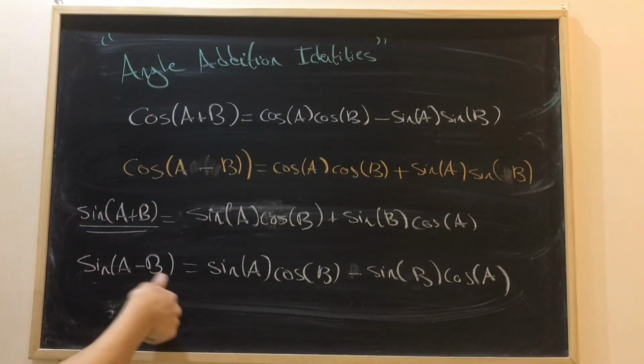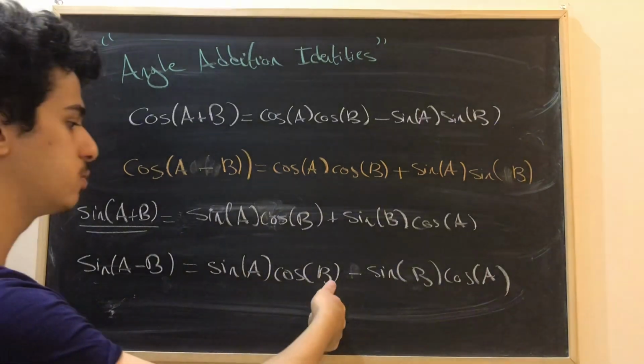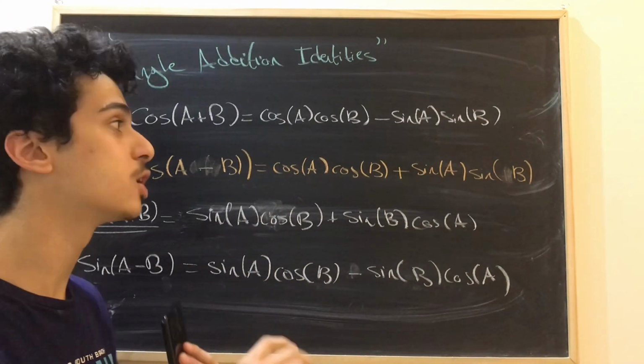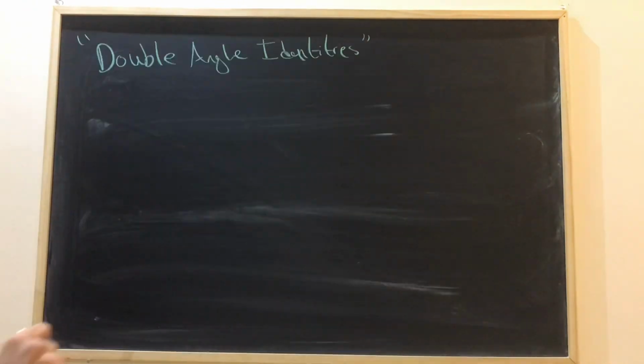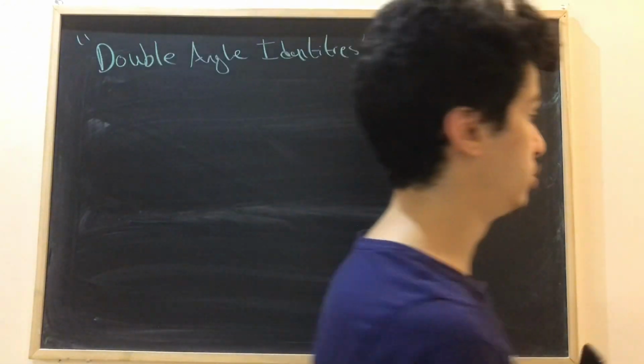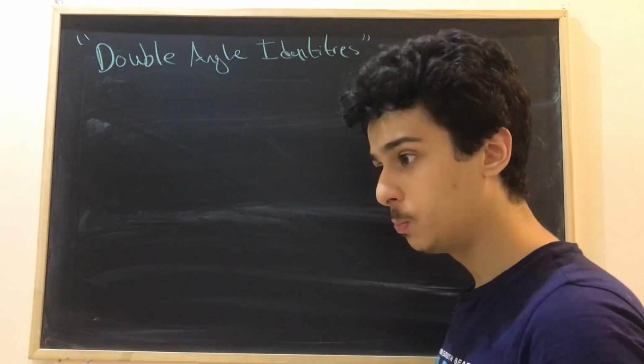We have the sine of a minus b equals sine a cosine b minus sine b cosine a, and that covers all the angle addition identities. We are nearly there. We have just 4 more chunks to go, but they're easy.